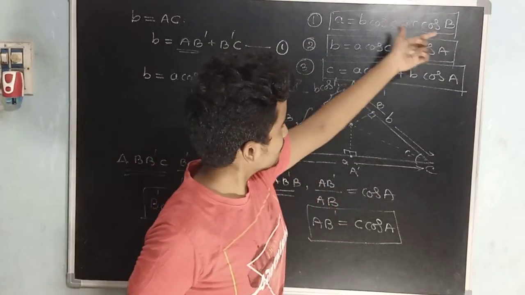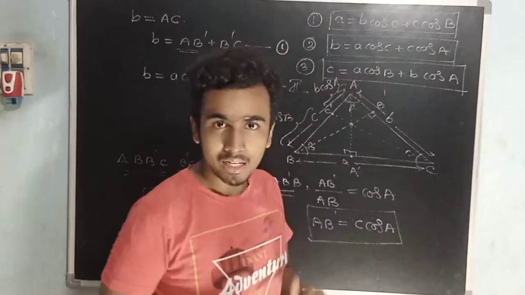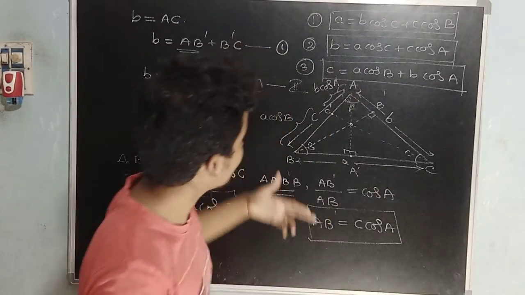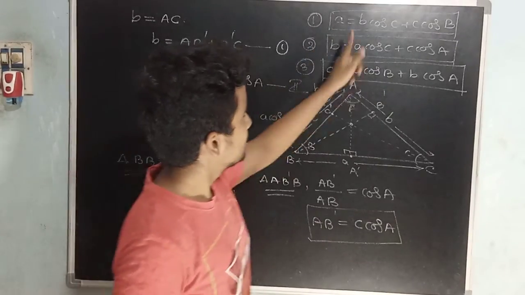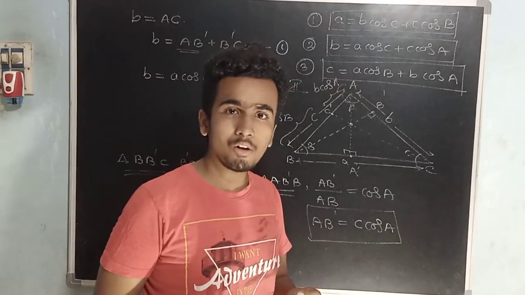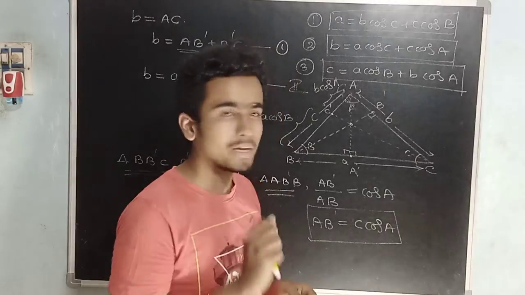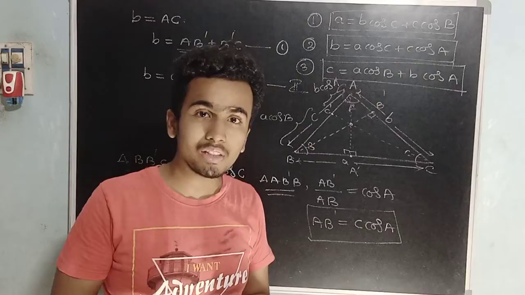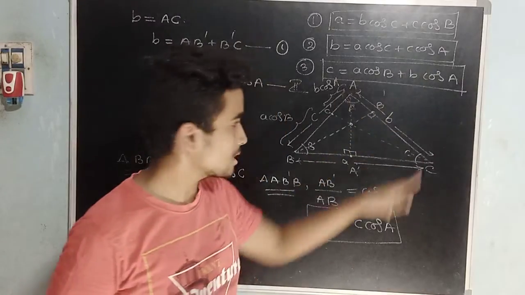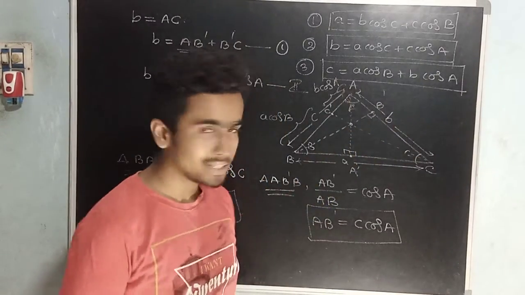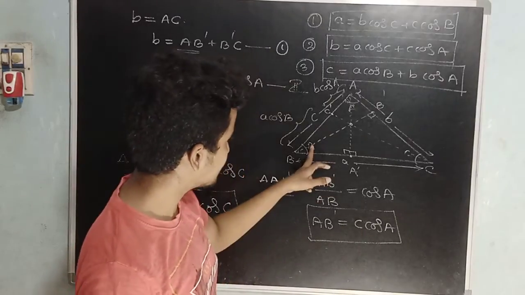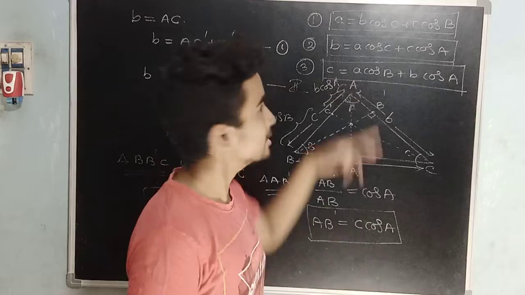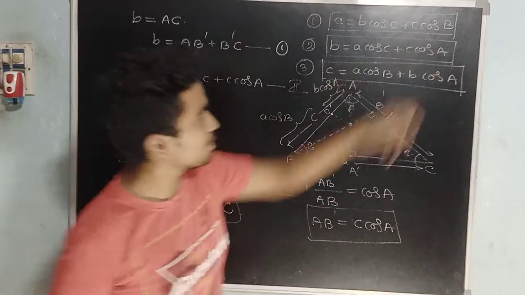When we know two sides and their opposite angles, we can find the third side. If we know the lengths of any two sides, suppose b and c, and they have given their opposite angles, angle B and angle C, it will be easy for us to find side a by applying this formula.